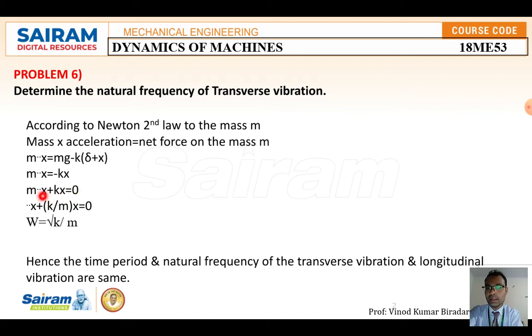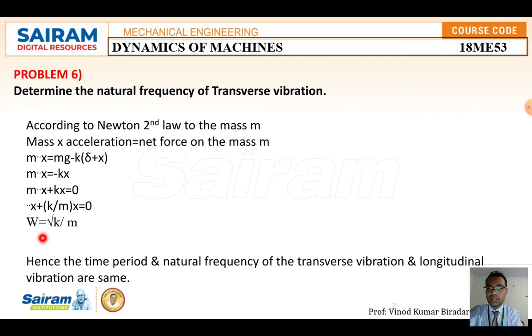So here you divide by m, and m cancels. You are left with x double dot plus k by m into x equal to 0. But we know that k by m is omega squared. This is not w, this is omega, the angular frequency, which is equal to the square root of k by m. So this equation we know, so substitute here.